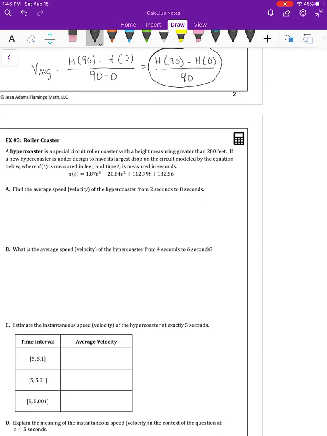Okay, example number 3. A hypercoaster is a special circuit roller coaster with a height measuring greater than 200 feet.